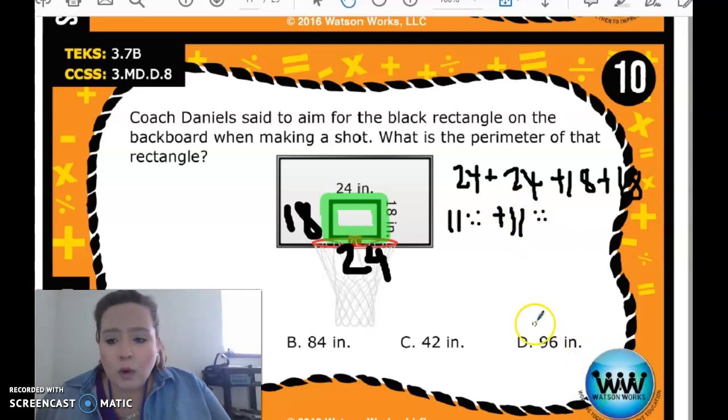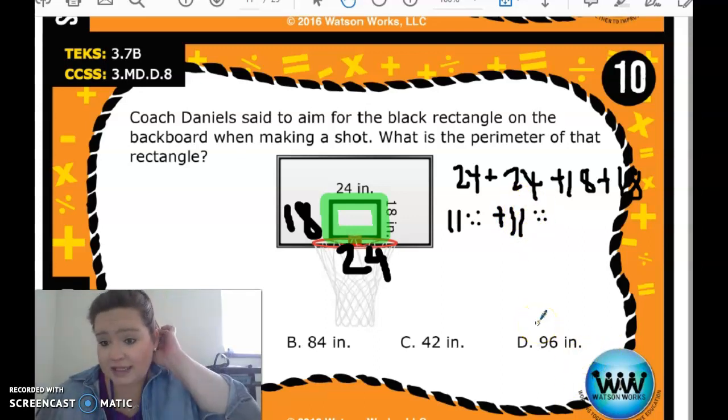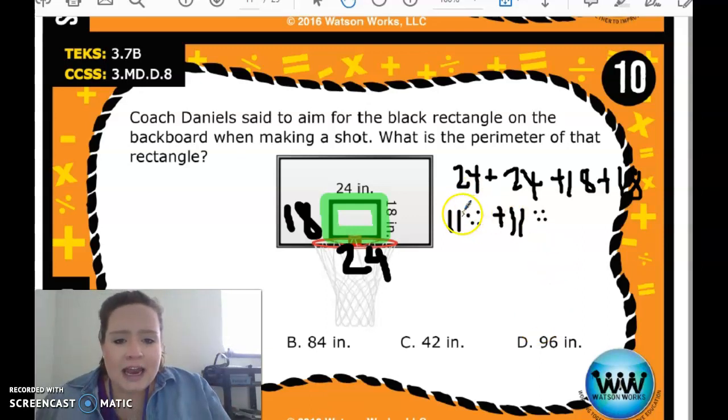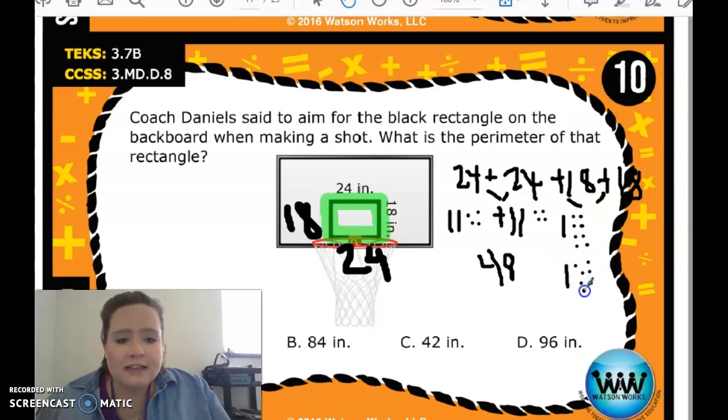When I add, I start adding in my ones place. So I'm going to add my ones first. I have 1, 2, 3, 4, 5, 6, 7, 8. And then I have 10, 20, 30, 40, which is a 4 in my tens place. So 48. And then I'm going to add my 18 plus 18. 18 is 10, and 1, 2, 3, 4, 5, 6, 7, 8. And then I can do 10 here, and 1, 2, 3, 4, 5, 6, 7, 8.